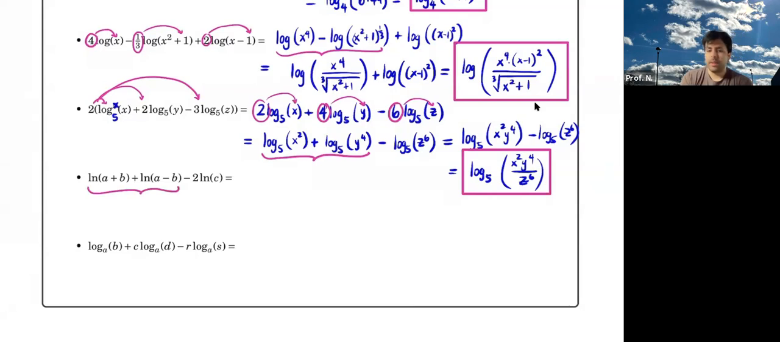A sum, right? So this sum can now be put into a single logarithm by multiplying. So I get ln of a plus b multiplied by a minus b, minus, and then what about this 2 here? This 2 here can be placed inside the log as ln c squared. So that's what I have so far. But does anybody know what a plus b times a minus b equals? What's a plus b times a minus b? Have you guys seen this before?